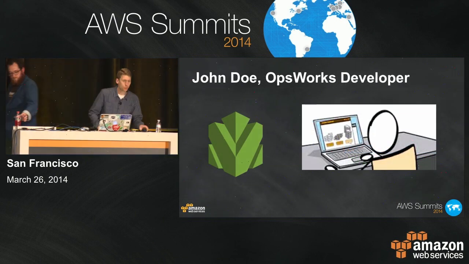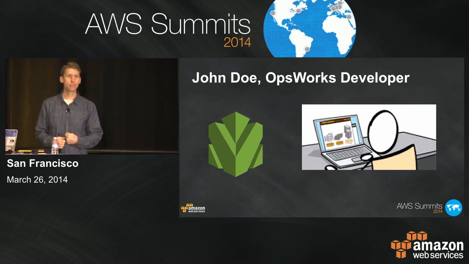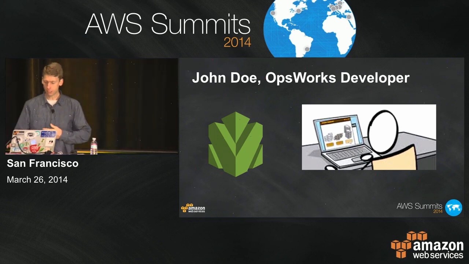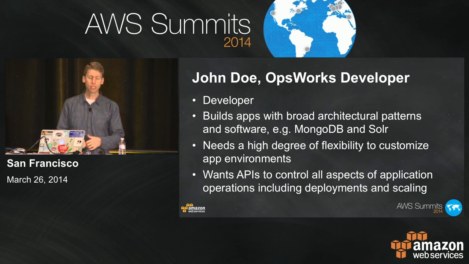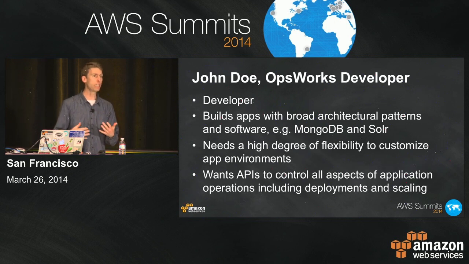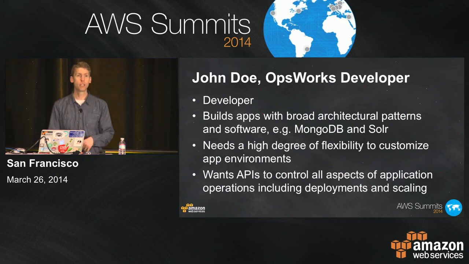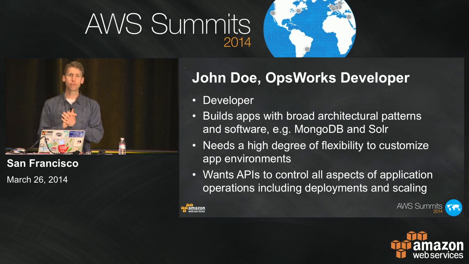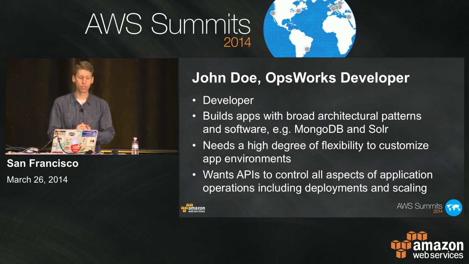Thanks, Evan. Just keeping everything in the family, Jane's brother Joe also does a lot of software development, but Joe has a little bit different needs than Jane. Joe, in contrast to Jane, really likes to build software with some pretty broad architectural patterns. His apps come in a variety of shapes and sizes. He likes to throw in things like MongoDB for database layers, maybe his own HA proxy instead of using Elastic Load Balancing. He likes to customize his instances a little bit more, and so he needs a high degree of freedom to customize and really grow his app in whatever variety he wants.